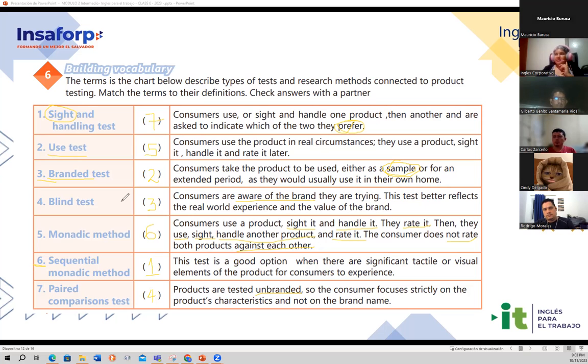Good. Do you have questions in this building vocabulary? Because we have been learning in this case terms about the different tests that we can have in a product. Any questions that you may have?